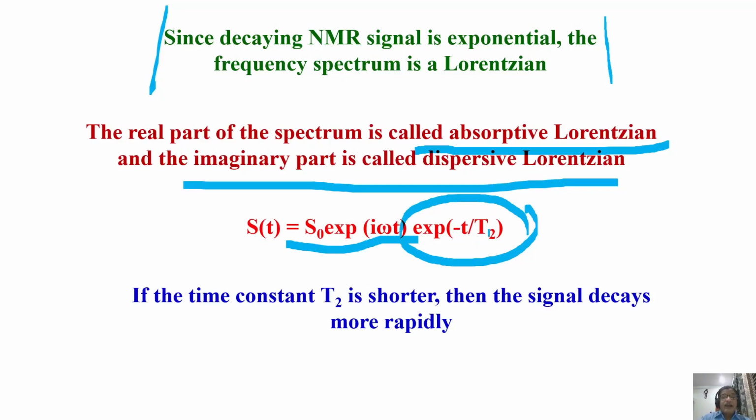Signal decays very rapidly. Okay? If the T2 is longer, the signal takes more time to decay. That is the physical explanation here. Look at this term. This decay term depends upon T2, so you can talk about the decay of the signal in terms of T2.